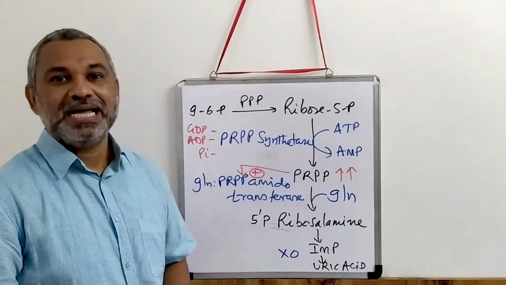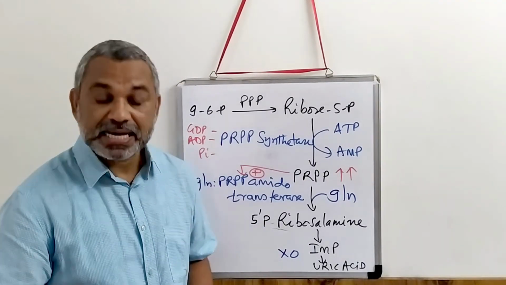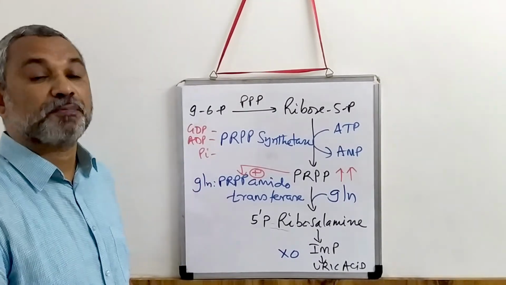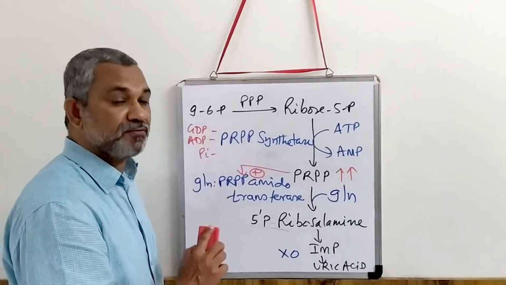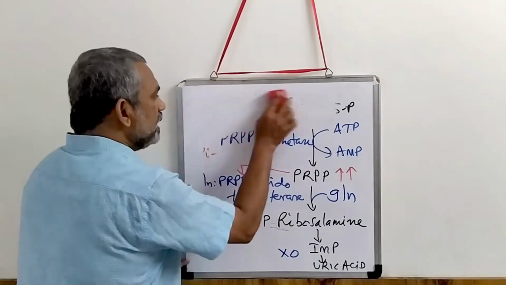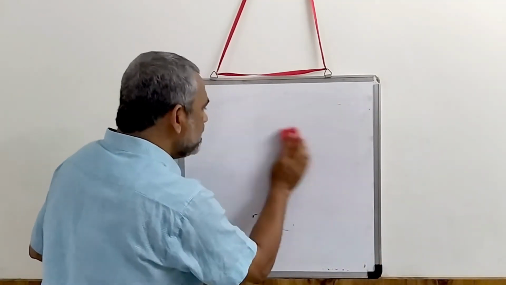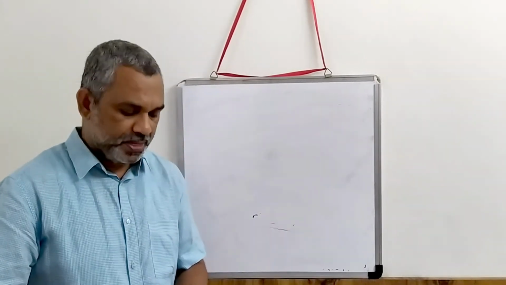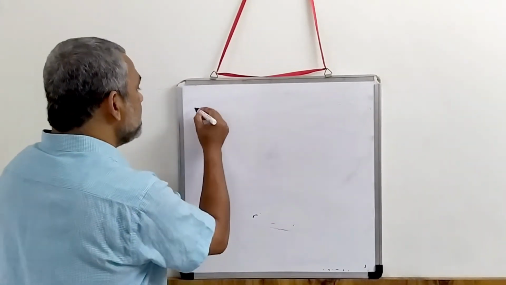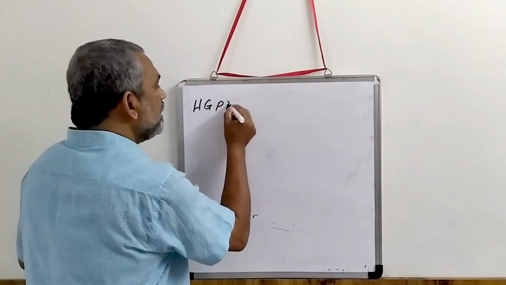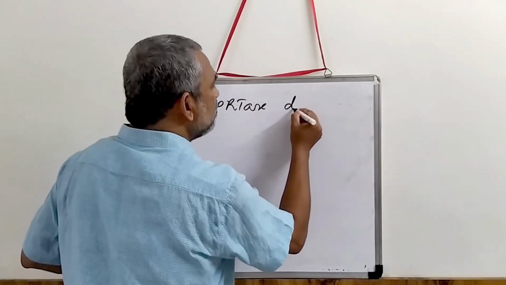If this is clear, let us go to understand the next reason for primary gout. So therefore, the next reason is deficiency of an enzyme, and the name of the enzyme is HGPRTase. This is deficient.